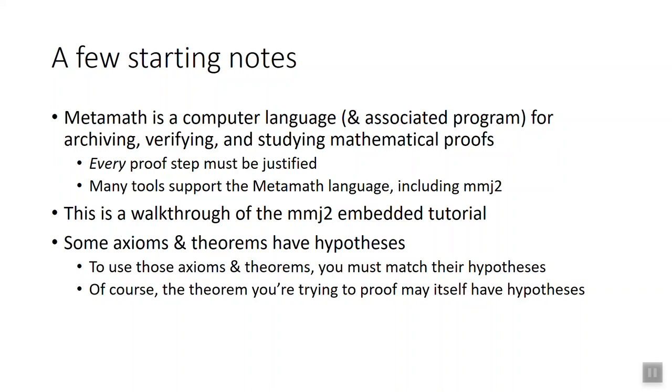First, a few starting notes. Metamath is a computer language and associated program for archiving, verifying, and studying mathematical proofs. In Metamath, every step of a proof must be justified by an axiom or previous proof. Many tools support the Metamath language. The tool this walkthrough discusses is MMJ2. So this is a walkthrough of the tutorial embedded in MMJ2. Its embedded tutorial is a useful way to learn how to use the tool.